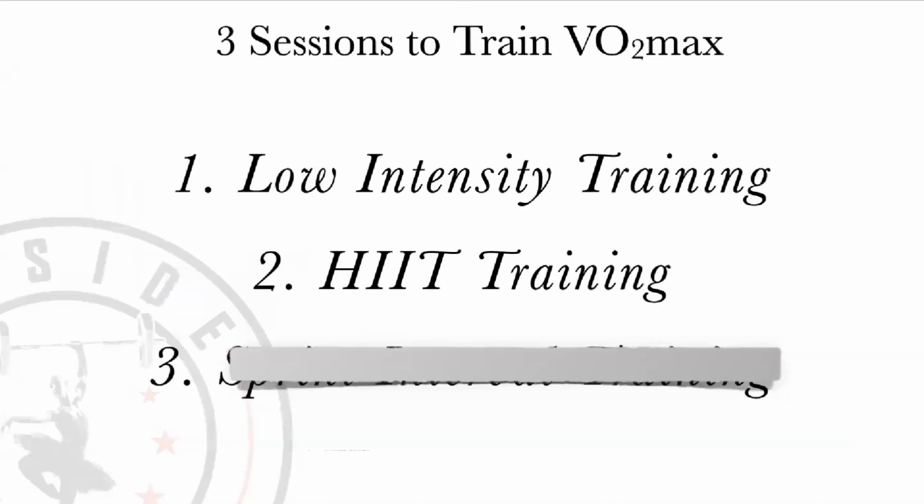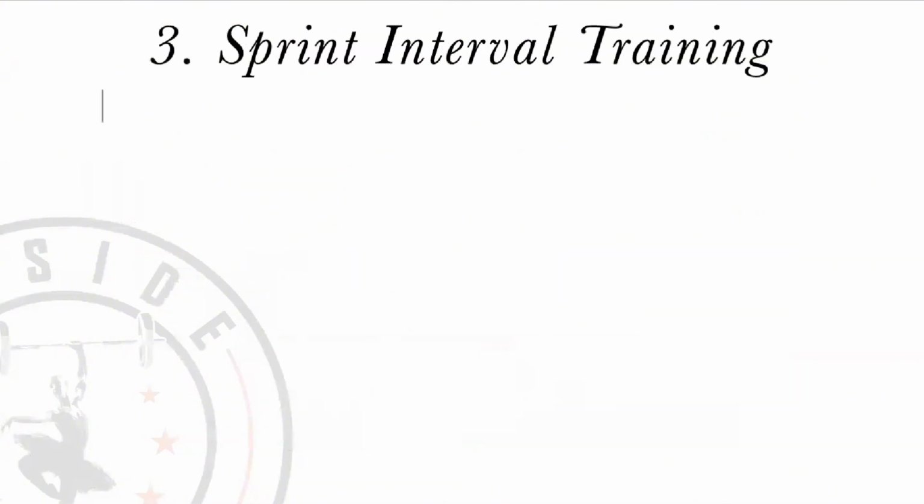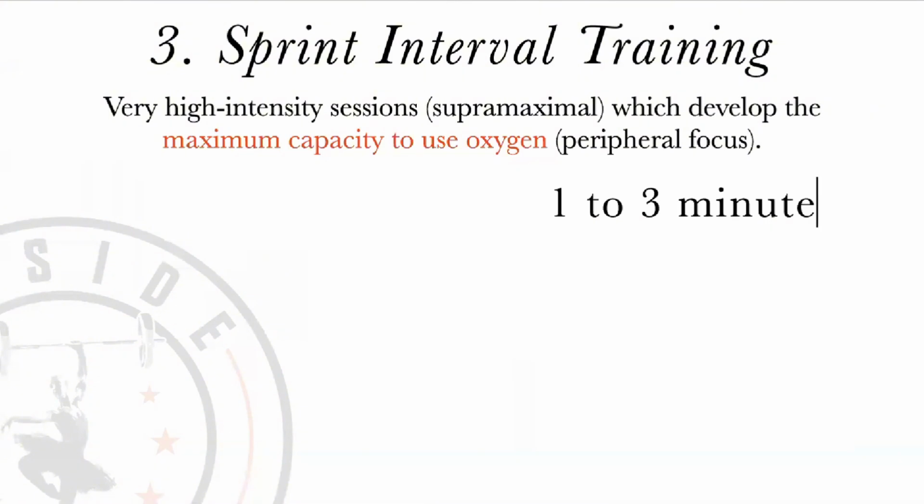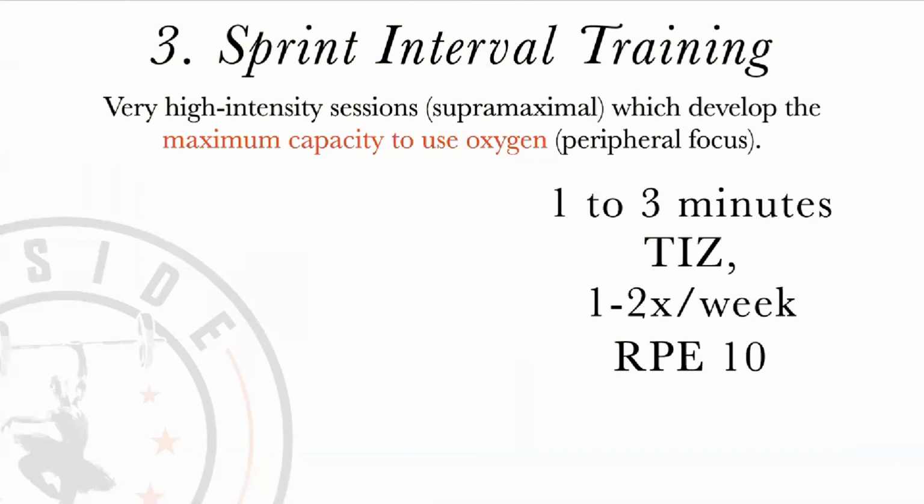And finally, the third type of session that you can use is what's called sprint interval training. Those are very high intensity sessions. They're super maximal efforts. So it's an all-out effort, which will help develop your capacity to use oxygen with a peripheral focus, meaning that's really at the muscle that we're going to see the most improvements, and typically in the fast twitch fibers. This is what's going to be primarily recruited and fatigued in those sessions. Here we have a time in zone that is much shorter than what we've seen previously, simply because it's very, very hard work, 1 to twice a week, RPE 10. Those sessions are very, very hard.